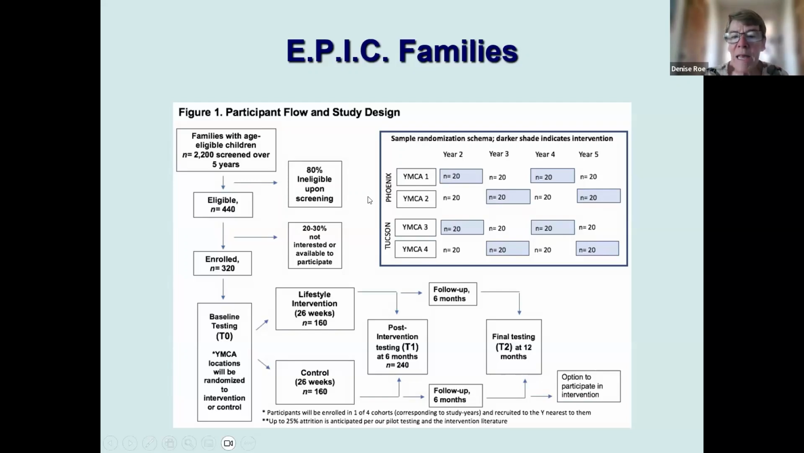Then we had to randomize the YMCA to the intervention or the control, because you couldn't be offering the intervention in part of a YMCA but not another part of the YMCA. So the 20 participants were nested within a YMCA. We had 2 in Phoenix and 2 in Tucson. We gave them a 26-week lifestyle intervention, while the control didn't get the intervention. Then post-intervention at 6 months, we followed them for another 6 months. And then those in the control had the option to participate in the intervention. So you can see that we were randomizing cohorts, not individuals within a YMCA.